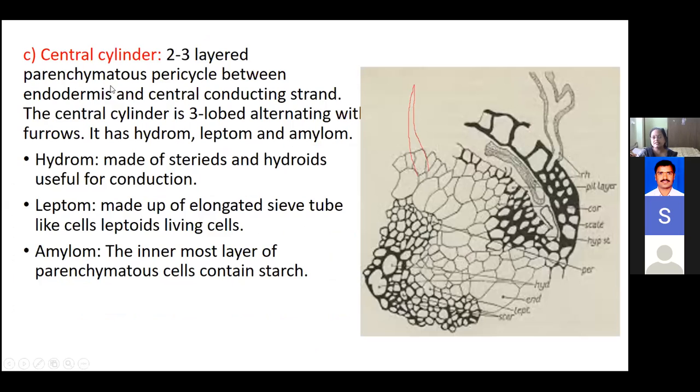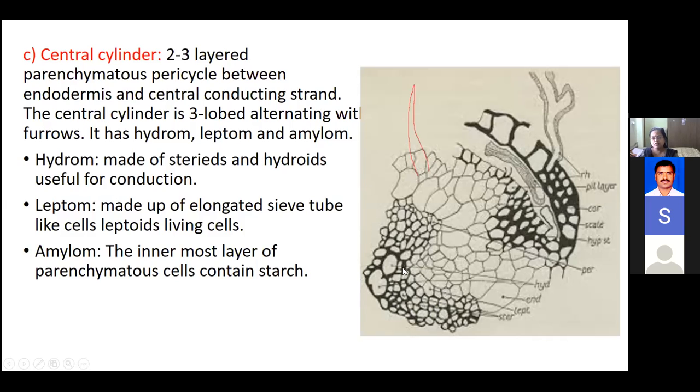Now the next region is the most important region, that is the central region of the rhizome. Now how is the central region? The central cylinder here is surrounded by a 2 to 3 layered pericycle. And this central cylinder is 3-lobed, alternating with furrows. So what are these 3 rows? First row we call the hydrome. I can just show you here. This is the first row, which is called the hydrome. Second row we call the leptome, and the third region we call the amylum.